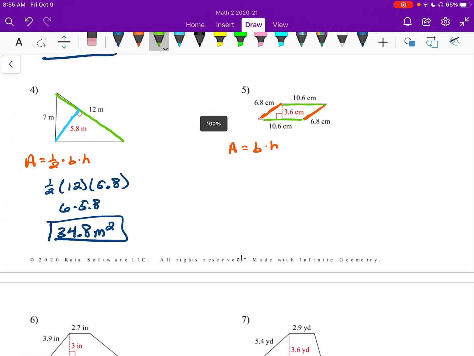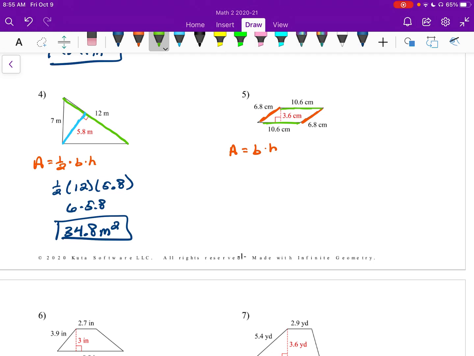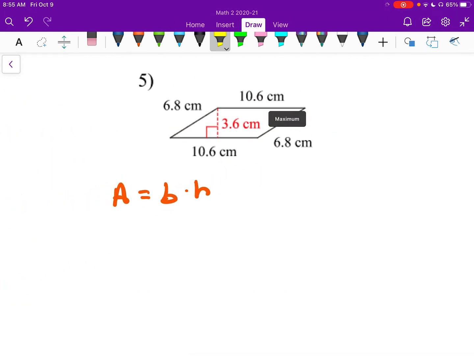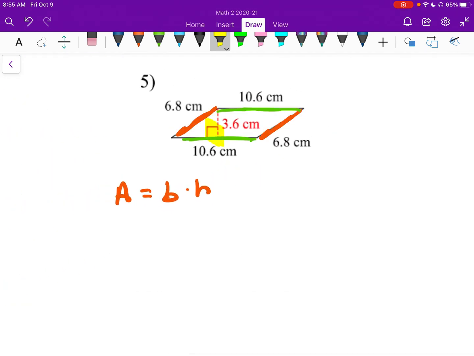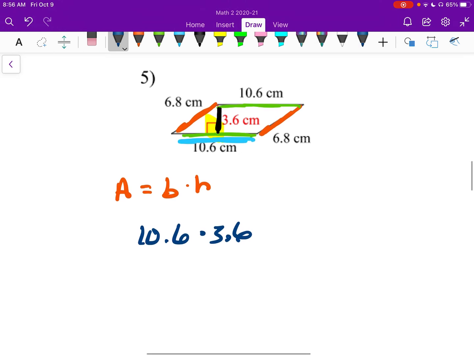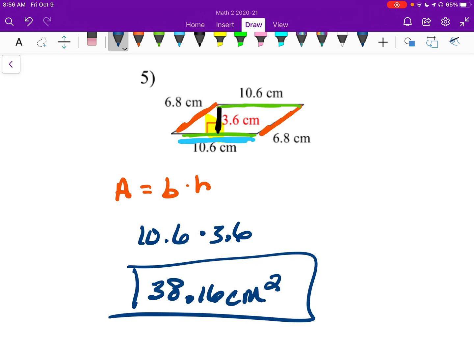Kind of like how a rectangle, the opposite sides are equal. So again, number 5, just like in number 4, we want to orient ourselves about that right angle. In the triangle, we looked at that right angle. Here we're going to look at the right angle, and we're going to pick out our base and our height. Remember, our base and our height have to meet at a right angle. So we'll call this our base, and we'll call this our height. So we're going to have 10.6 times 3.6. Whenever we multiply those together, we get 38.16. And we're talking about centimeters, and they are squared because we're talking about area.